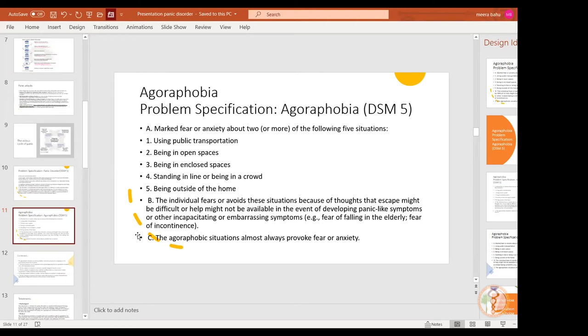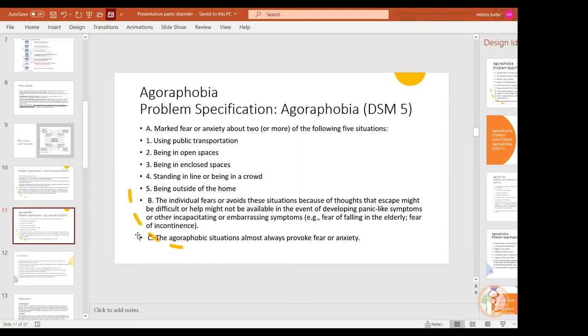B is that the individual fears or avoids the situation because of thoughts that escape might be difficult. I am stuck, I cannot move on, so the panic happens. For example, fear of falling in the elderly. When you are older, you might say, I'm going to fall, or fear of having incontinence, and then you stay indoors. Some people might not go out if there are no public toilets, it's very hard for them to go out, and the avoidance can develop.